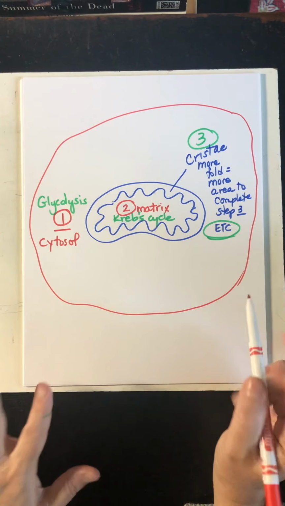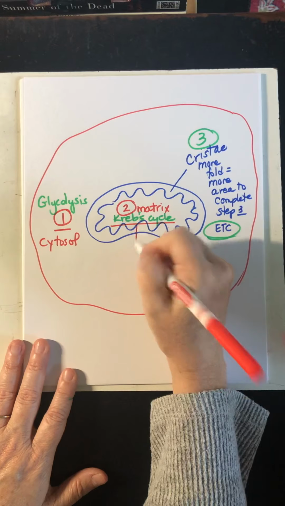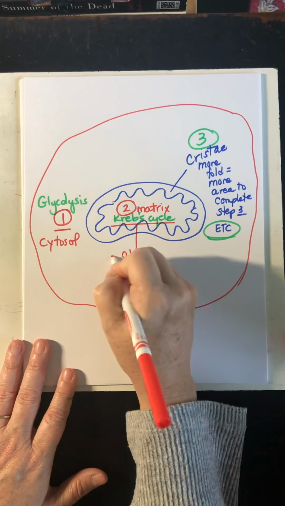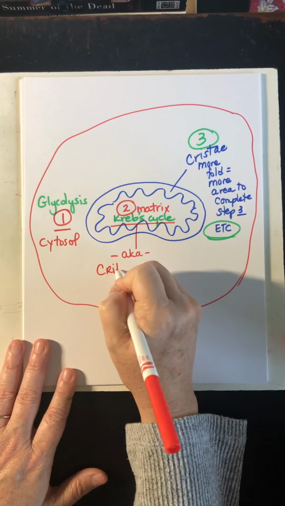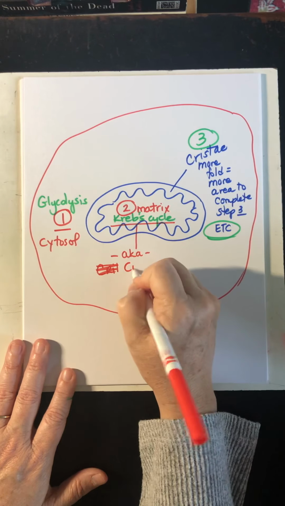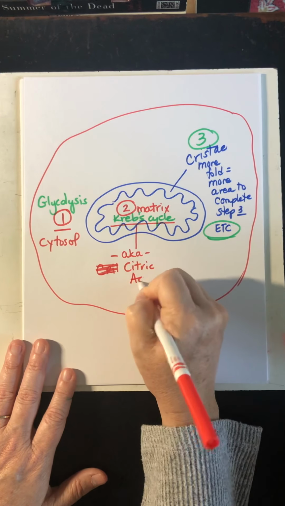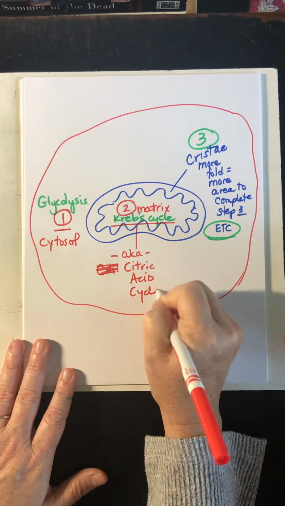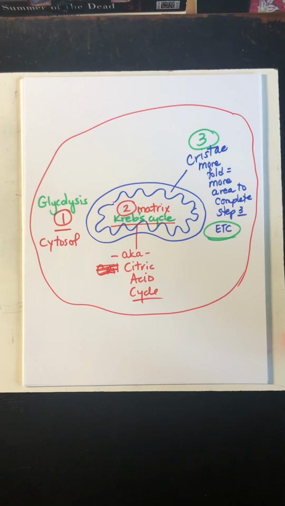Glycolysis does not have another name, and electron transport chain can be called electron transport system, but very similar. Krebs cycle is also known as the citric acid cycle, and it's because it's going to make another acid there. So just remember that if they talk about citric acid cycle or Krebs cycle, it's literally the same thing.